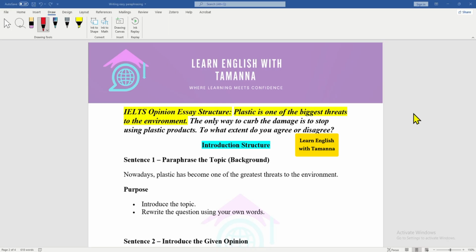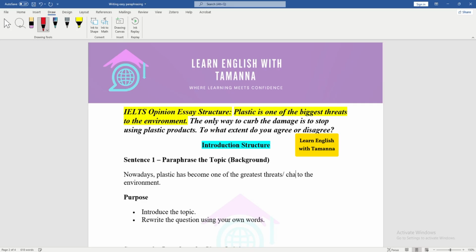It simply means saying the same thing or idea by using different words without changing the original meaning. For example, here in the question, it's saying that plastic is one of the biggest threats to the environment. But in my first line of the introduction part, I have written like this: plastic is one of the greatest threats to the environment. You can also replace the word threats with the word challenges. Synonyms, right? Okay, very simple.